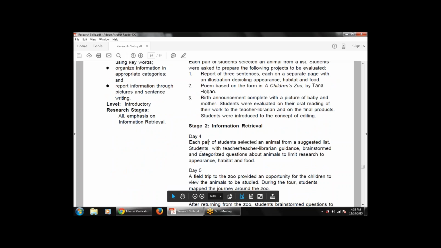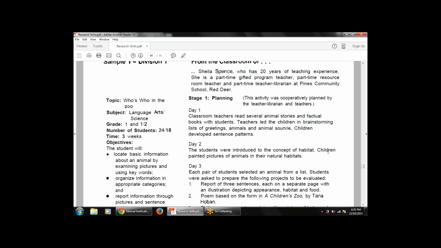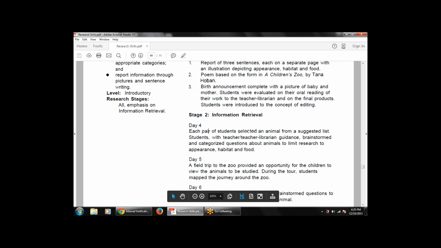Day number 4: each pair of students selected an animal from a suggested list. So this is going on with the different days. Now it's the responsibility of two students to select an animal from a suggested list, and with the guidance of the teacher librarian, brainstorm and categorize questions about the animal. So whatever the questions that are available, they are used with the animals.